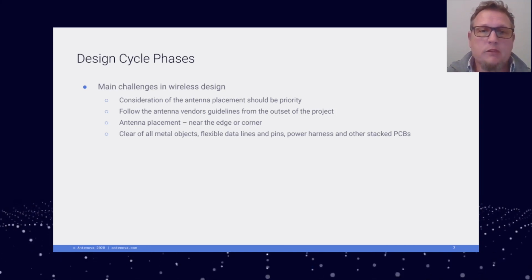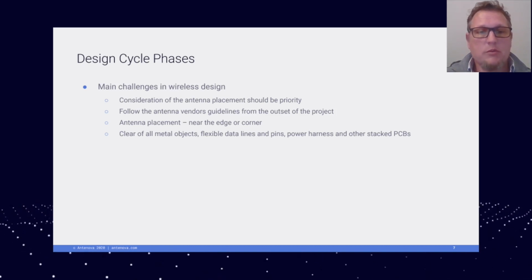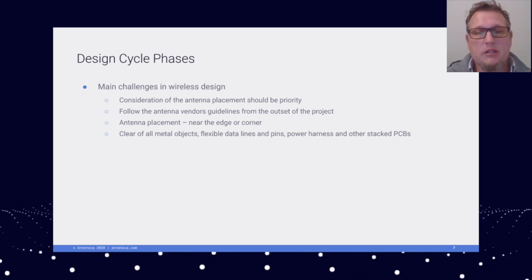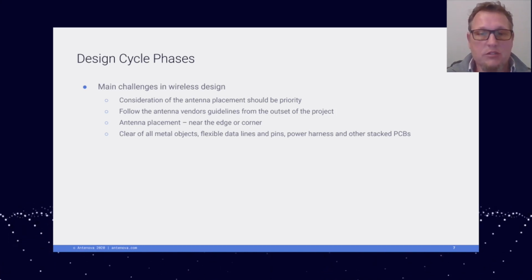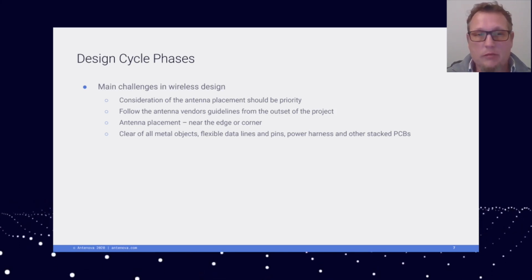Follow the antenna vendor's guidelines from the outset of the project. Once you determine the type of antenna you will use, follow the guidelines listed in the manufacturer's data sheets for ground clearance and ground length required.